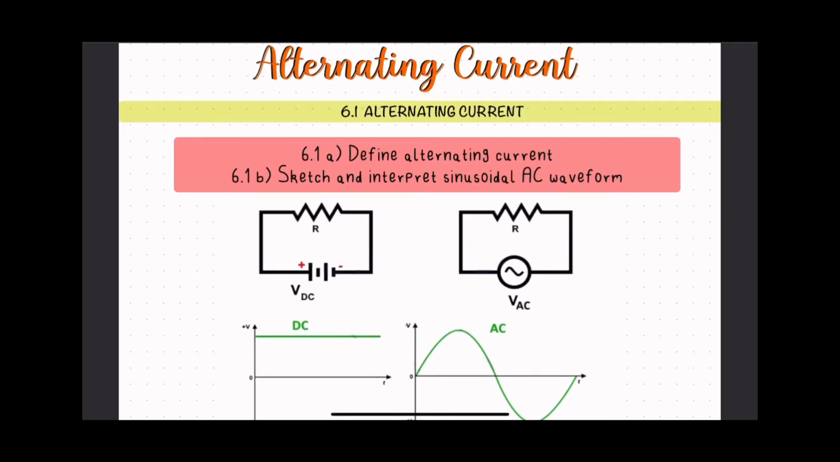Okay, hi, we proceed with chapter 6, alternating current. So, first subtopic is 6.1, alternating current. 6.1a, define alternating current. And 6.1b, sketch and interpret sinusoidal AC waveform.